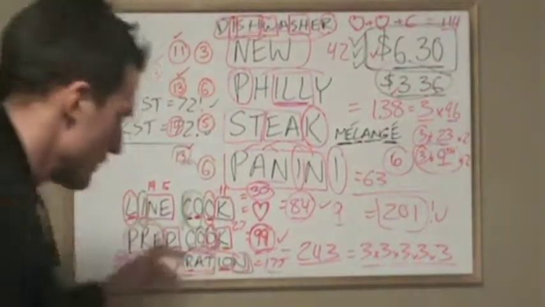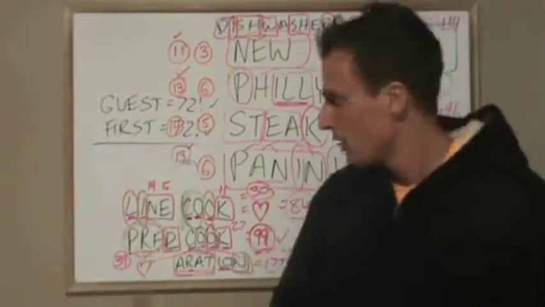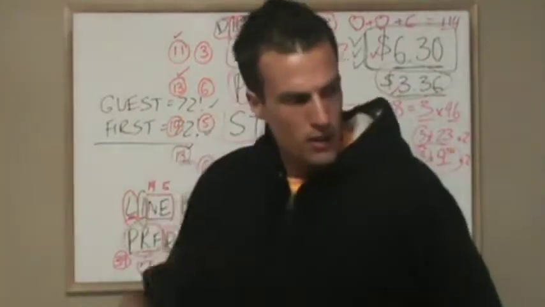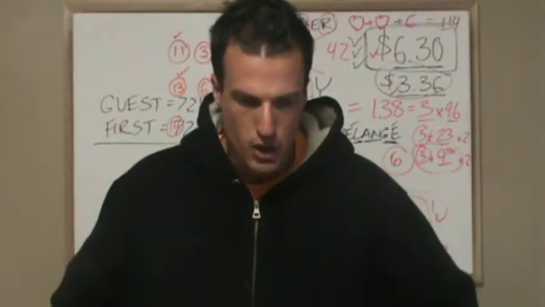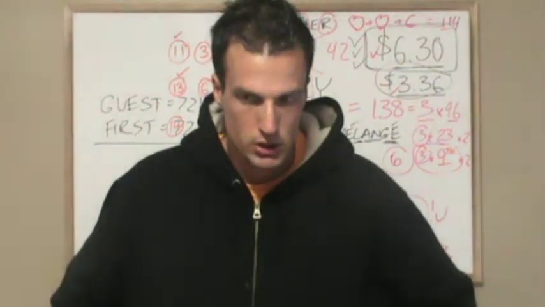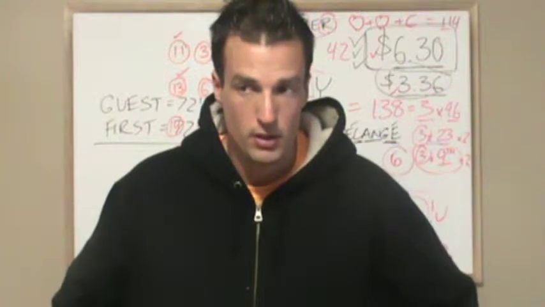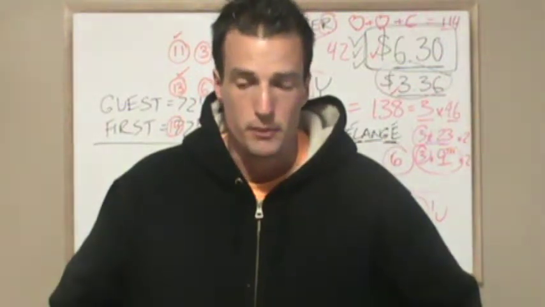There we go. New Philly steak panini, and well, line cook and prep cook. Are there any other occupations that we would like to solve? Oh my. This is a real good one. This is a very good one.